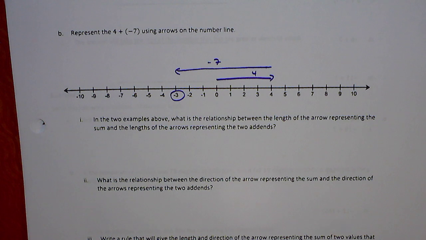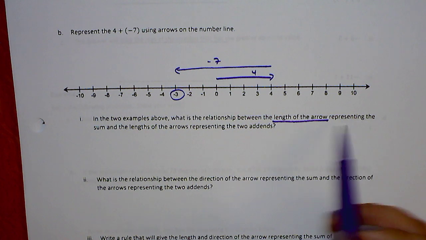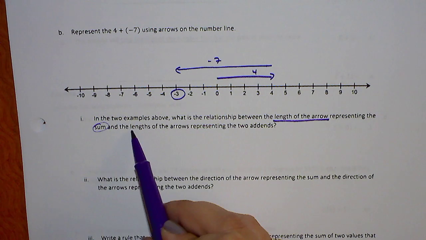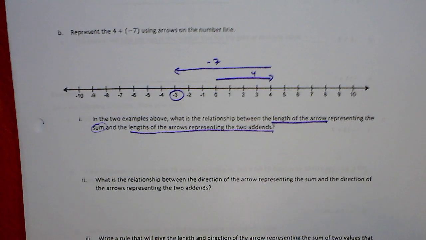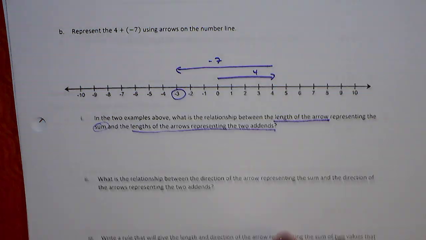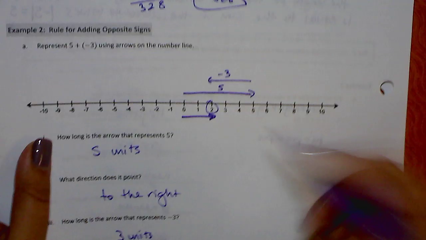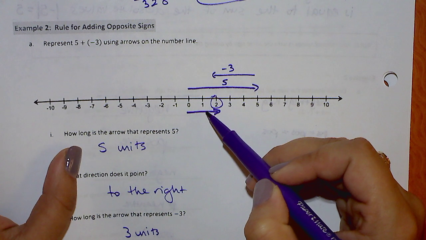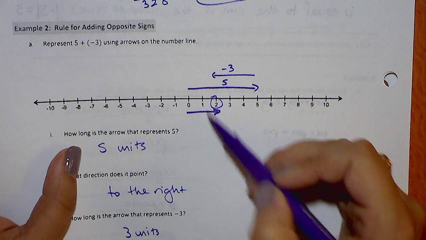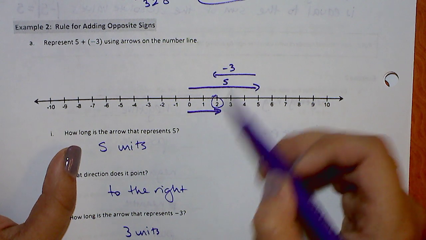In the 2 examples above, what is the relationship between the length of the arrow representing the sum and the lengths of the arrows representing the 2 addends? Remember, addends are things that are being added. So in the 2 examples, in this one and in this one, what is the relationship between these lengths and this length? This is 5 and 3. How do we get 2 from 5 and 3?